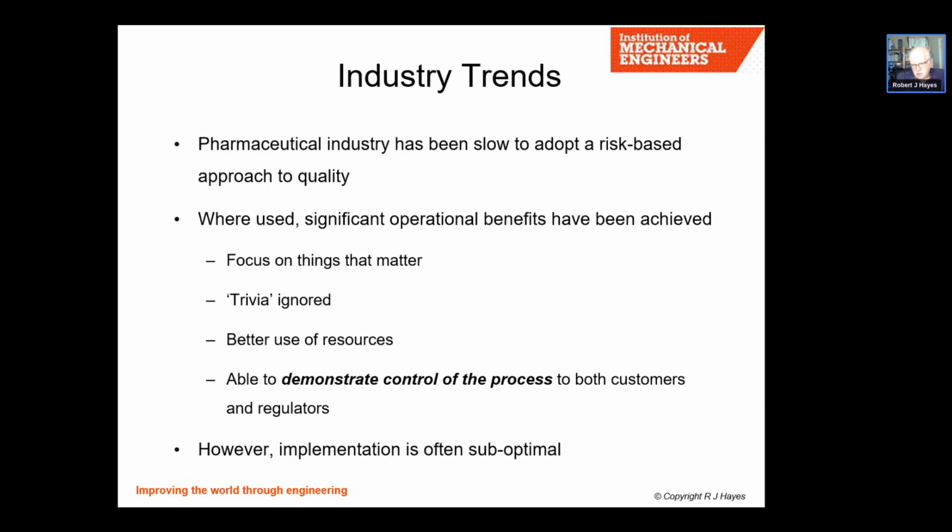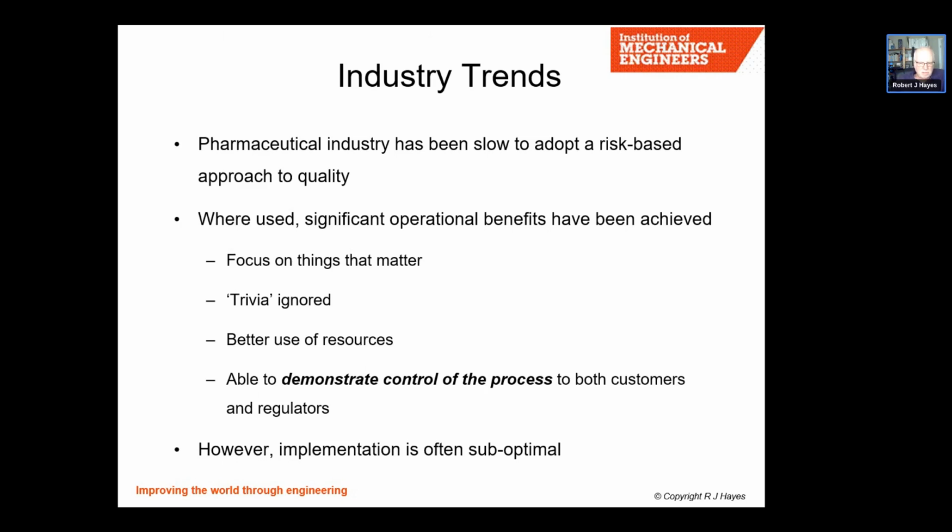Compared with other industries, it is actually quite a long way behind in terms of quality systems and operational systems. But where companies have used risk management and done it effectively, they've focused on the things that are really important and forgot about the things that are trivia, because there's a lot of trivia in the industry that gets high profile and gets a lot of resource thrown at it, but it's actually probably not necessary.